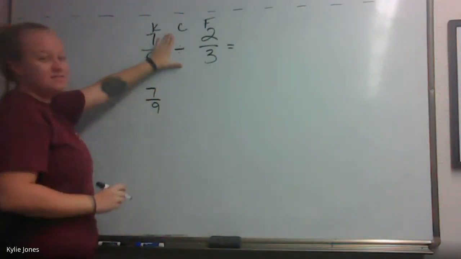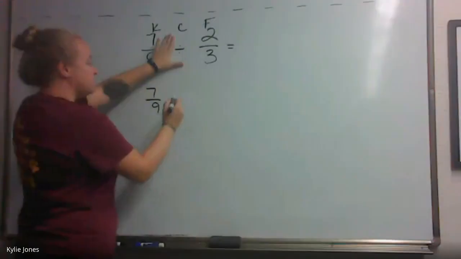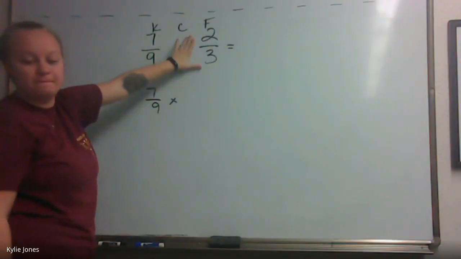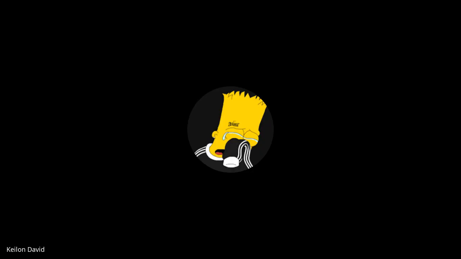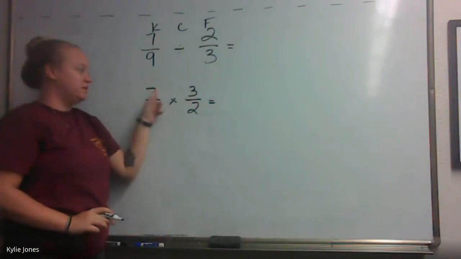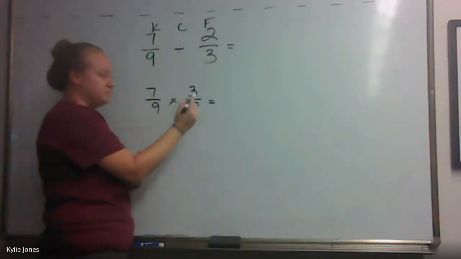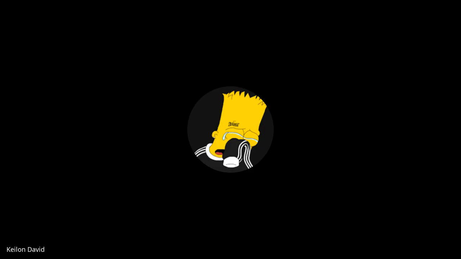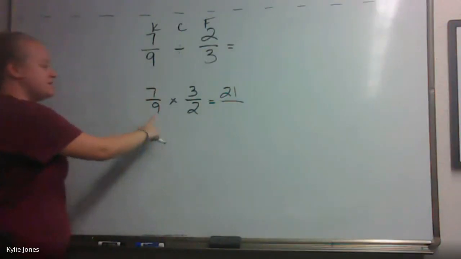What do I do with my division sign? Make it a multiplication sign. What do I do with my second fraction? Flip it to 3/2. Now we just multiply straight across. What is 7 times 3? 21. What is 9 times 2? 18.